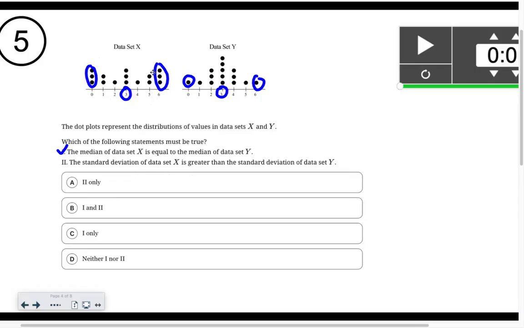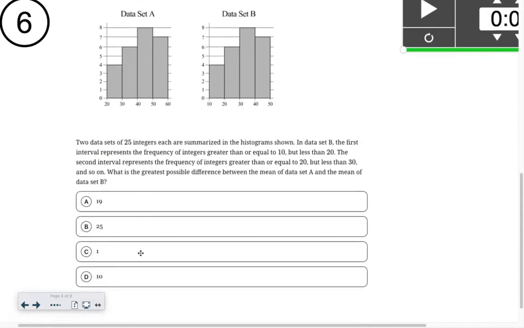given that they're going to have the same mean and all the numbers at the bottom are the same, the one on the left is going to have a larger standard deviation because it has more numbers that are further from the mean. So the standard deviation of X is greater. That is true. So it is 1 and 2.